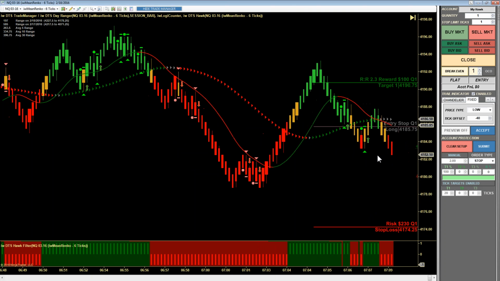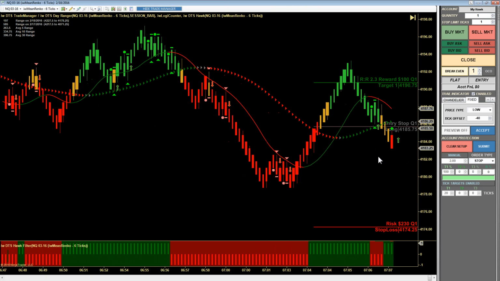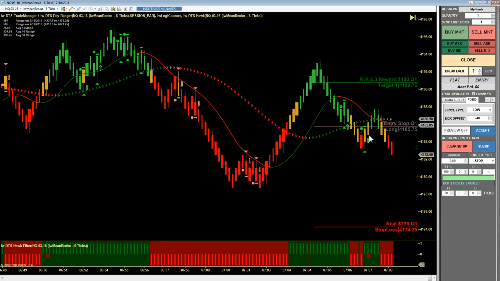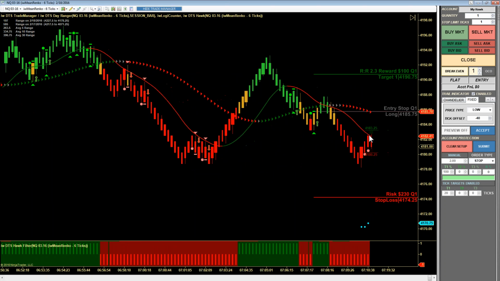I needed to do this a little earlier. But if I wanted to do this type of scenario, if I wanted to risk $200 to make $100, that's where my stop would be, and the fixed tick strategy will give you that.